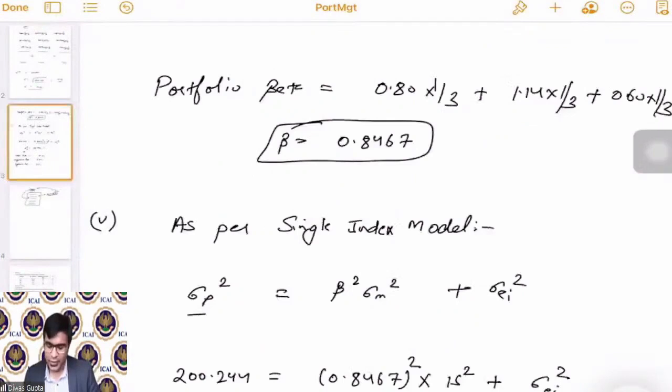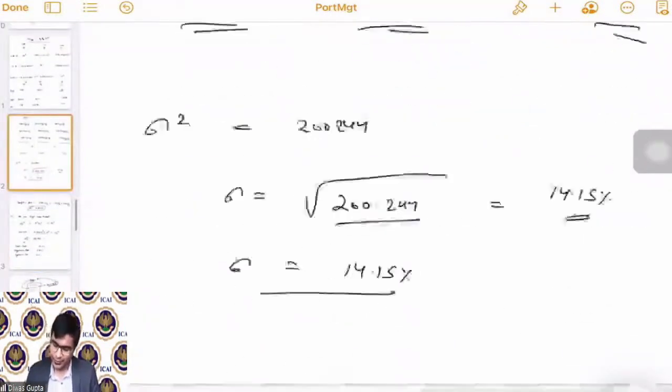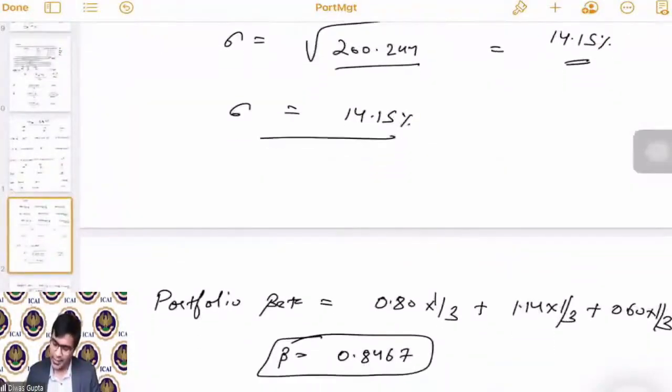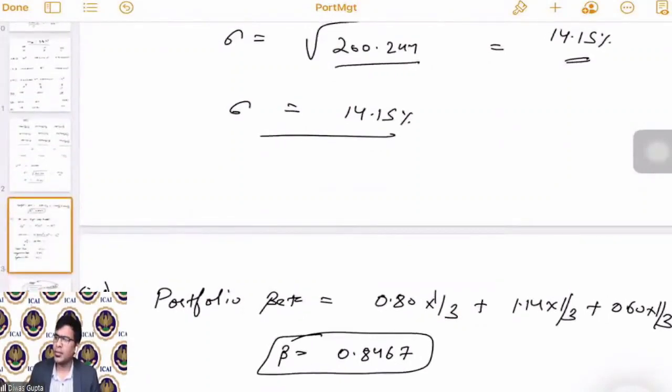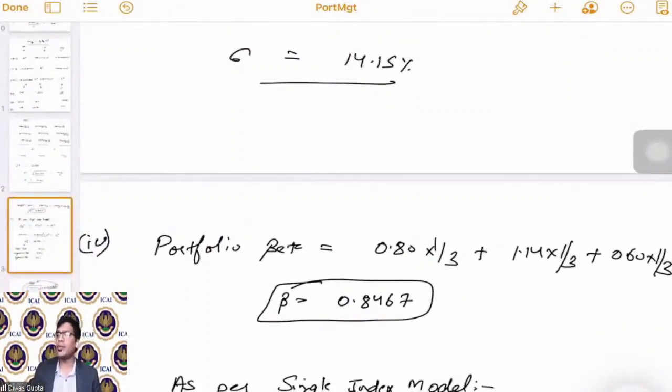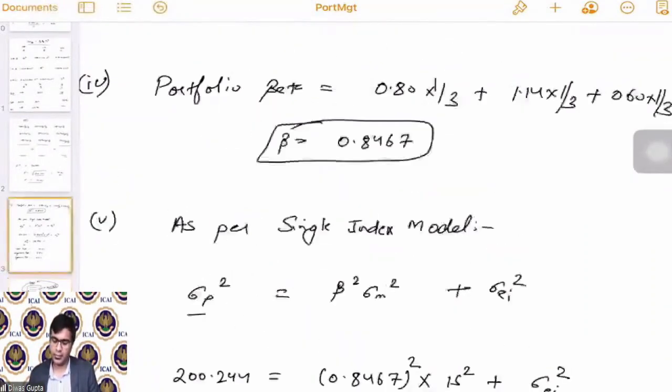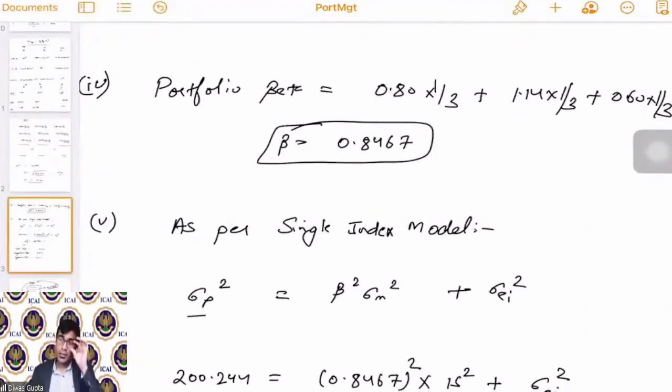Now Sairam is asking, show question number 4. So question number 4 is the calculation of portfolio beta. This is the fourth part. Show the answer of the fourth. So this is the fourth one. I hope you're asking about the fourth part or fourth question. The fourth part is this for this question. Okay, students.